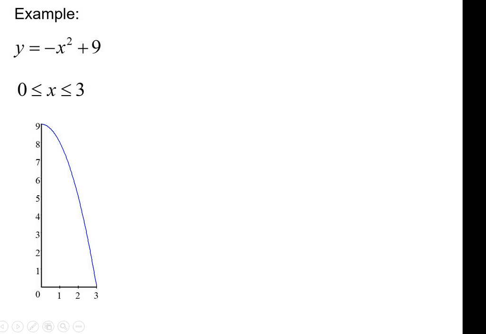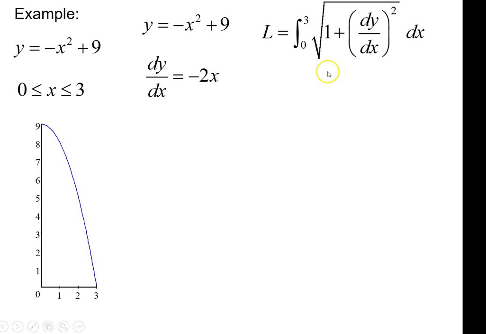So let's look at an example. Suppose I want to find the length of the curve negative x squared plus 9, so we know that's a parabola that opens down from 0 to 3. So the formula says I need to know the derivative of the function, which would be negative 2x. So we're going to do the integral from 0 to 3 of the square root of 1 plus the derivative squared.